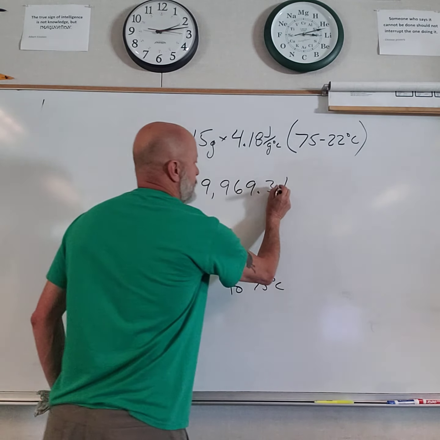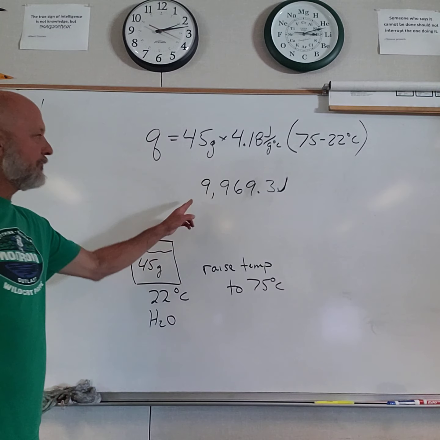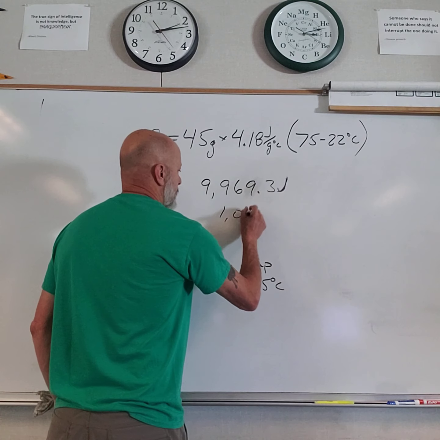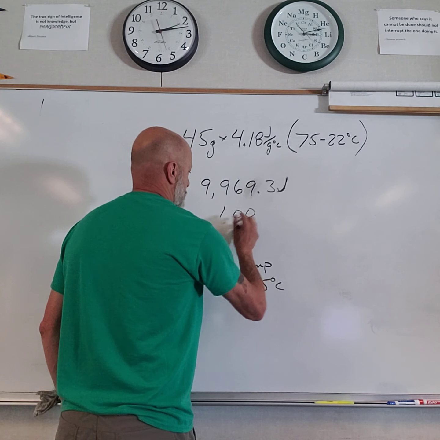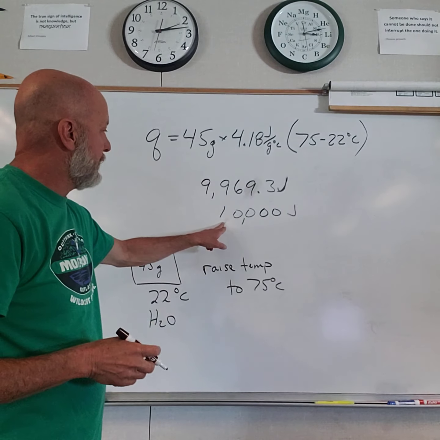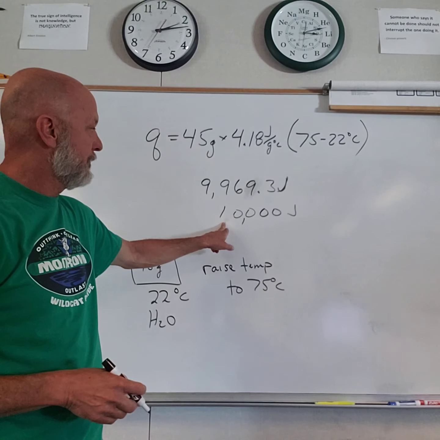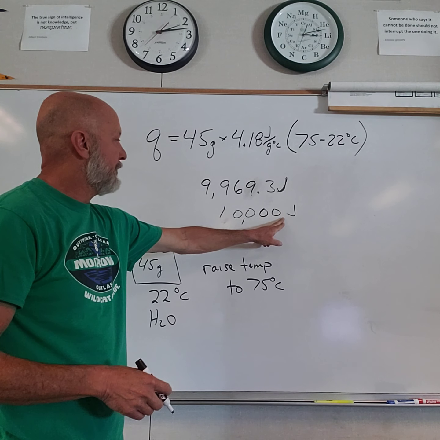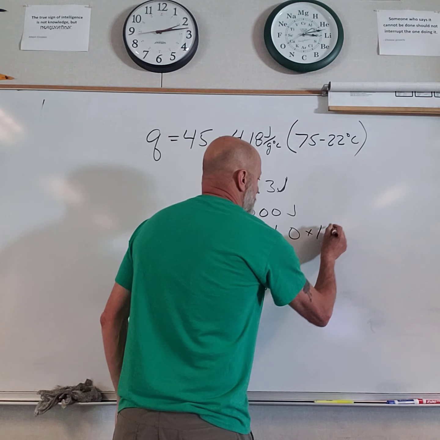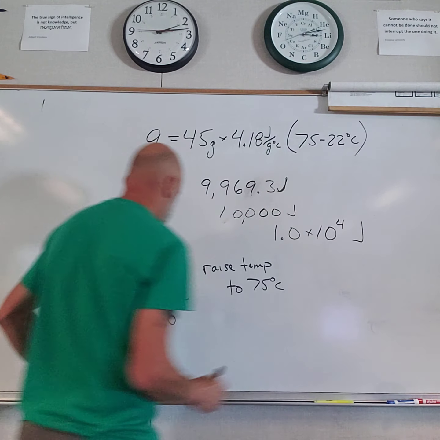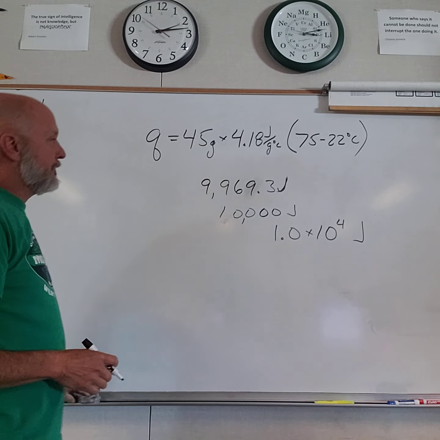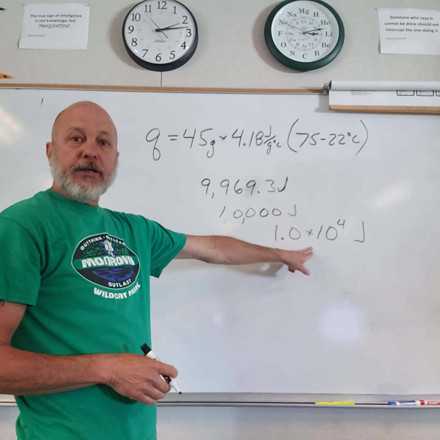Okay, too many sig figs. That's J for joules. Round that off to 2. So let's see, 1, 2. I got to round up, 10,000 joules. 10,000 joules means, wait, I want to show 2 sig figs. I got a problem. Let's change that to scientific. 1, 2, 3, 4. 1.0 times 10 to the 4th joules. So that is the amount of energy that it would take to heat that water up.